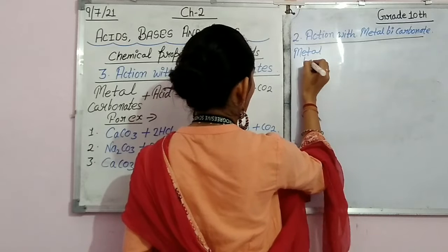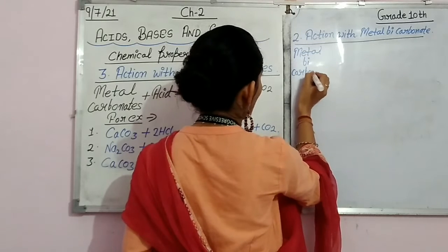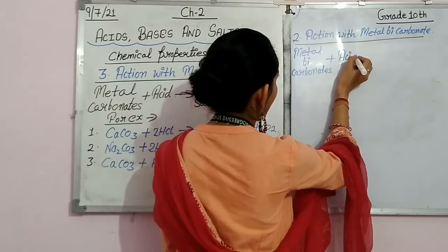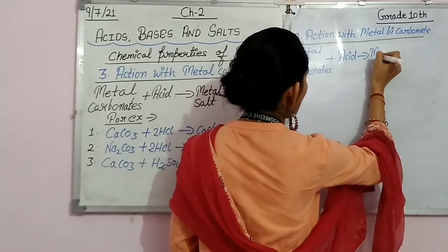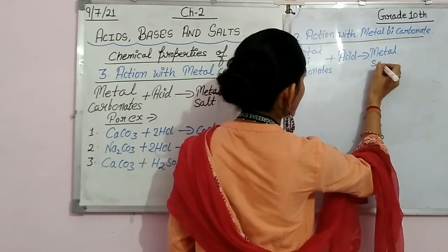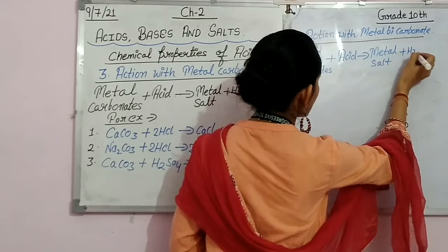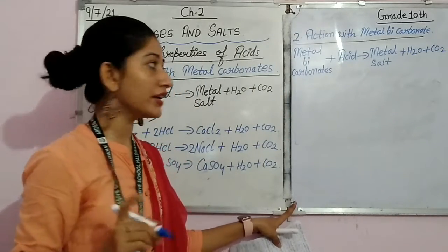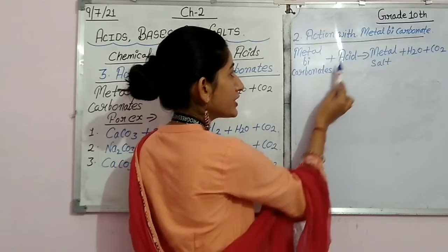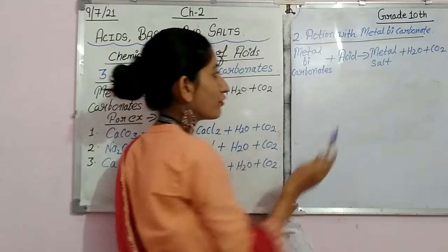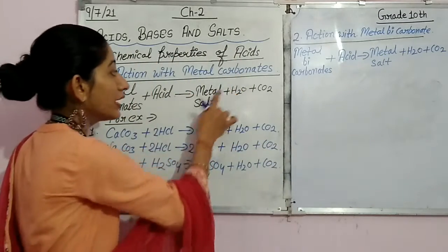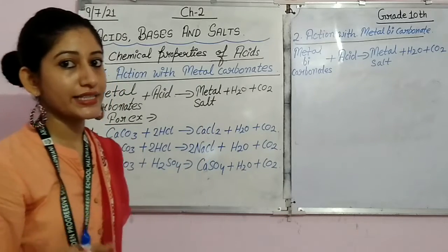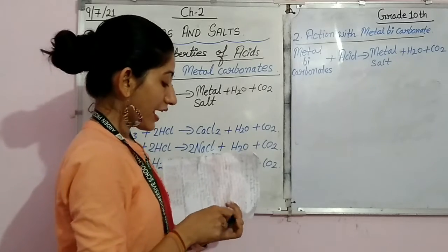Metal bicarbonates plus acid get changed into metal salt plus water plus CO2. Okay, I hope now it is clear to everyone. Metal bicarbonates, when they react with acid, also form metal salt like metal carbonates, and in the same way water as well as carbon dioxide gas is released. Let's see the reaction now.